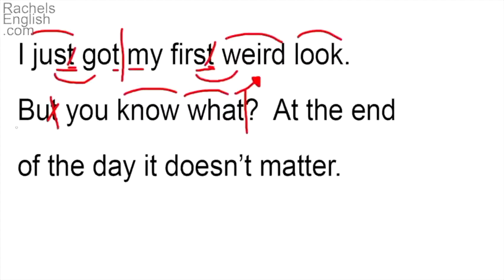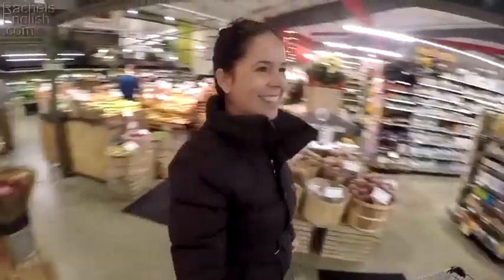Bia. These two words linked together said very quickly become just the B sound and the schwa, b. Then the Y sound and the schwa, a common reduction of the word you. Bia. But you know what?